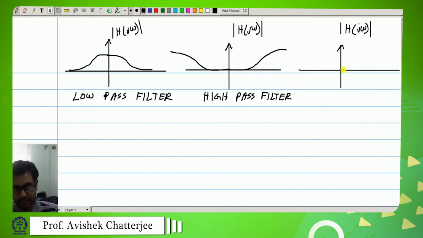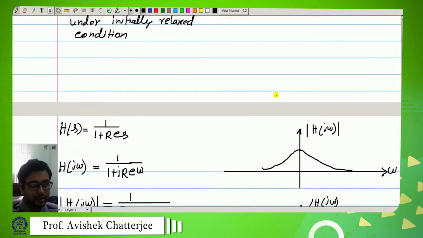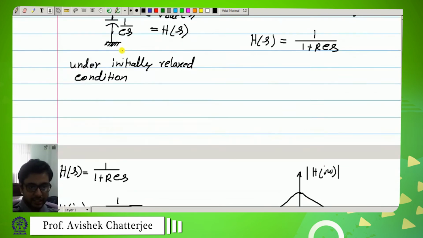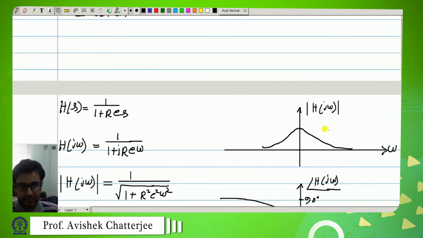Then if you have a system whose magnitude response is like this, which allows a particular range of frequencies, or band of frequencies, to pass from input to output, we call that band pass filter. So all systems are filters. For example, this electrical circuit that we have discussed is a low pass filter, as we can see from the magnitude response.